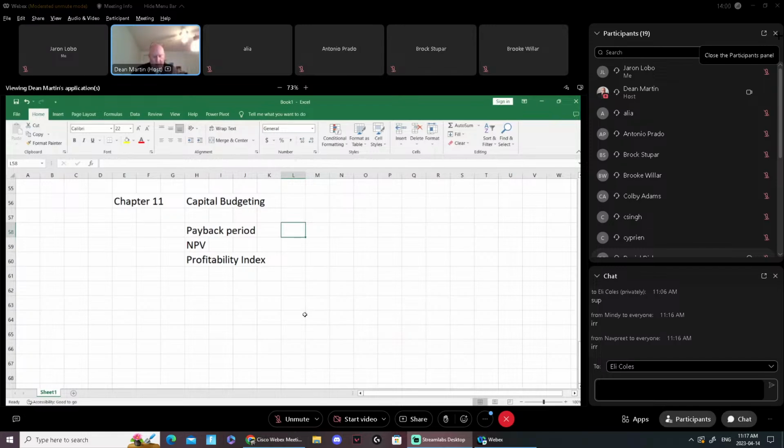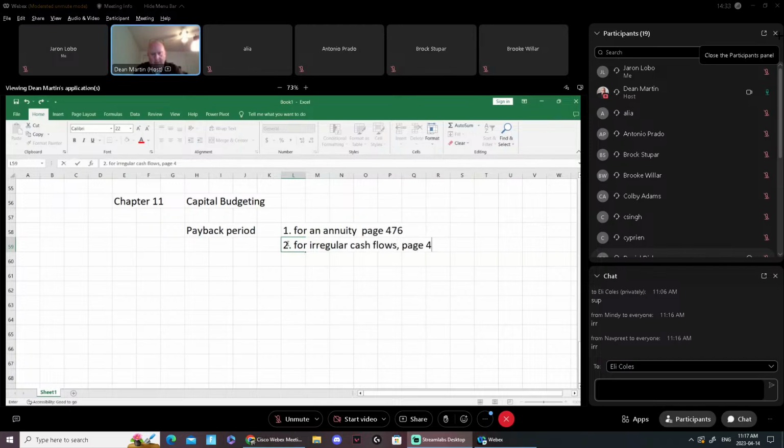I can actually give you the page references. Give me a second to flip through my textbook to make this easier for you. So payback period, one for an annuity. Page 476 has the formula. Two for irregular cash flows. Page 477.